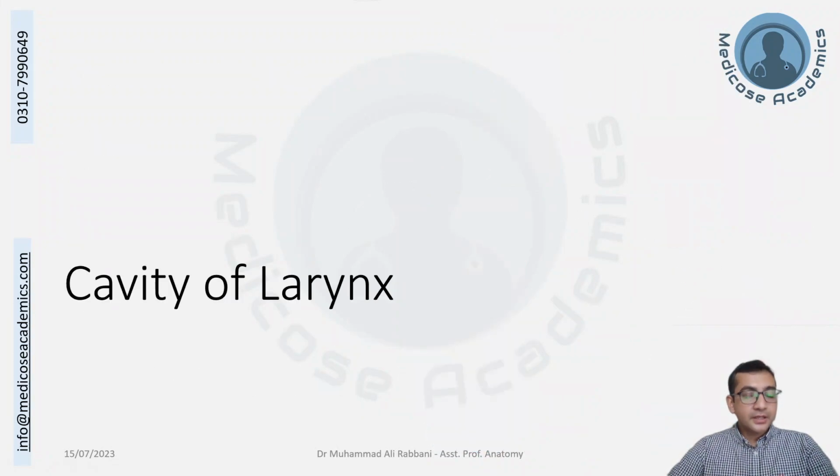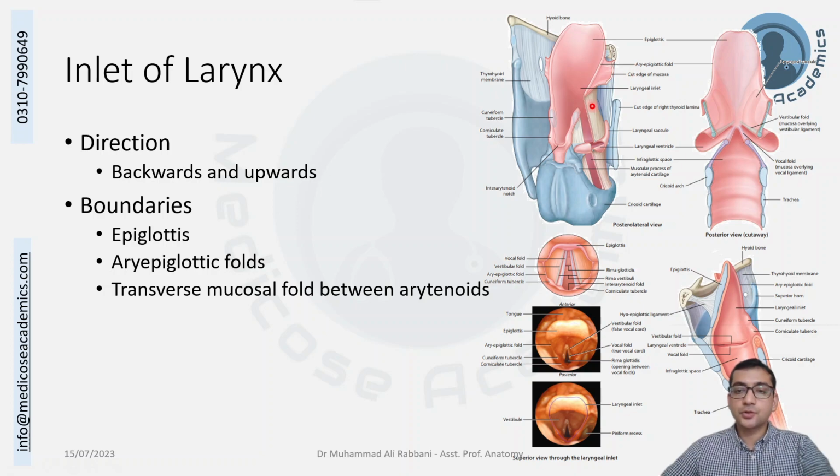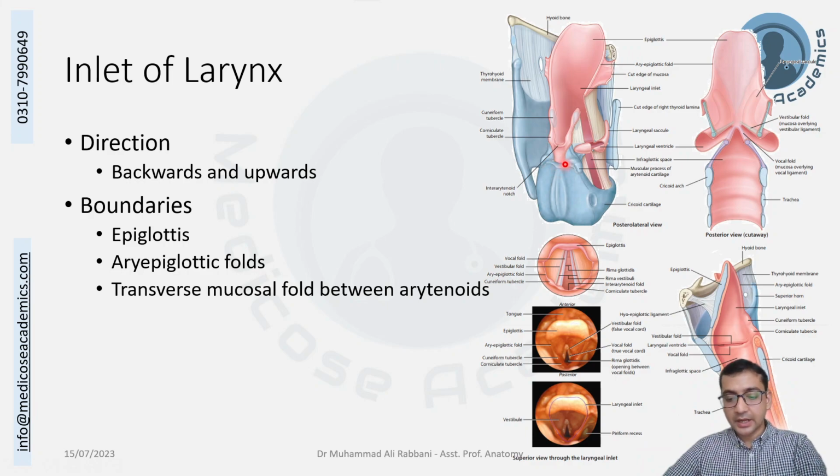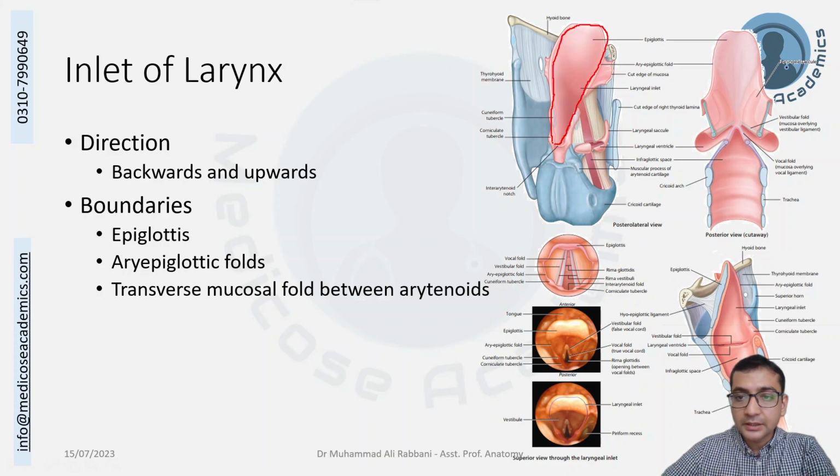Let us talk about the cavity of the larynx. Due to the structures we have discussed, the cavity of the larynx is divided into three parts. Let's move from above downwards. The line where the actual cavity of the larynx starts is known as the inlet of the larynx, the laryngeal inlet.